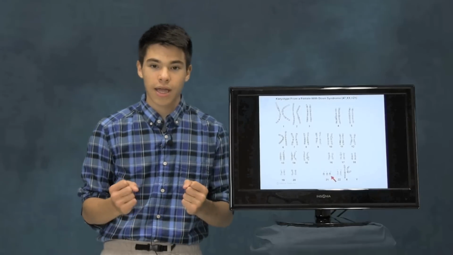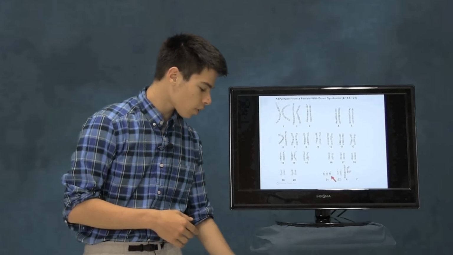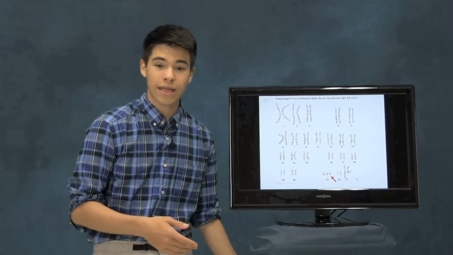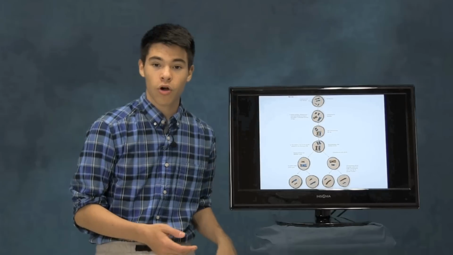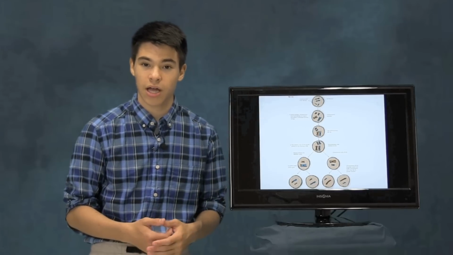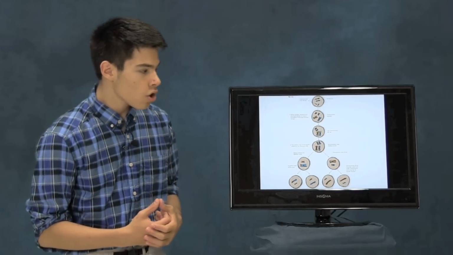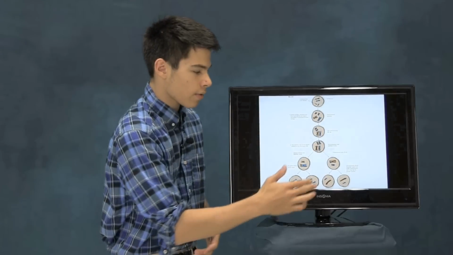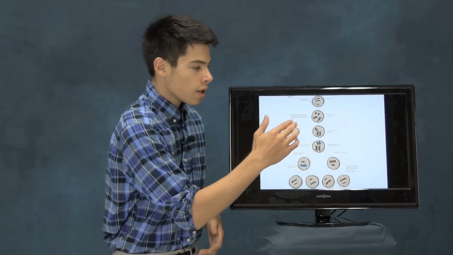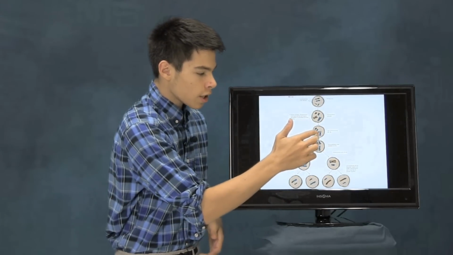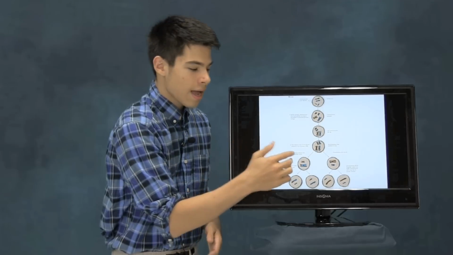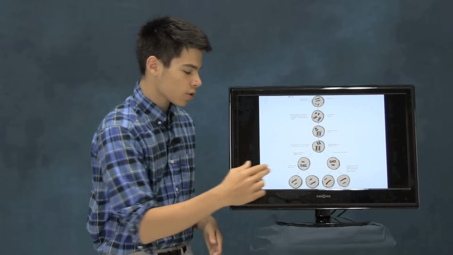So how does an aneuploidy occur? Well, the most common way is an abnormal number of chromosomes is distributed to the sex cells during gamete formation. So right now we're looking at a normal diagram of meiosis. So meiosis 1, the homologous pairs are separating, and meiosis 2, the sister chromatids are separating.